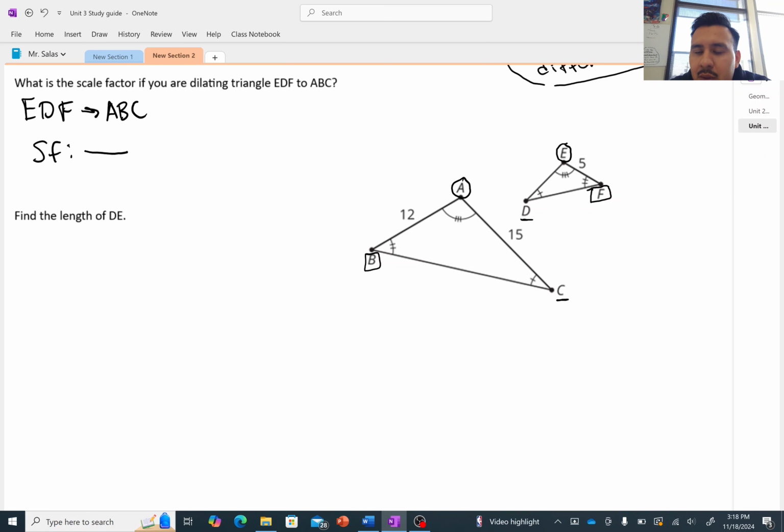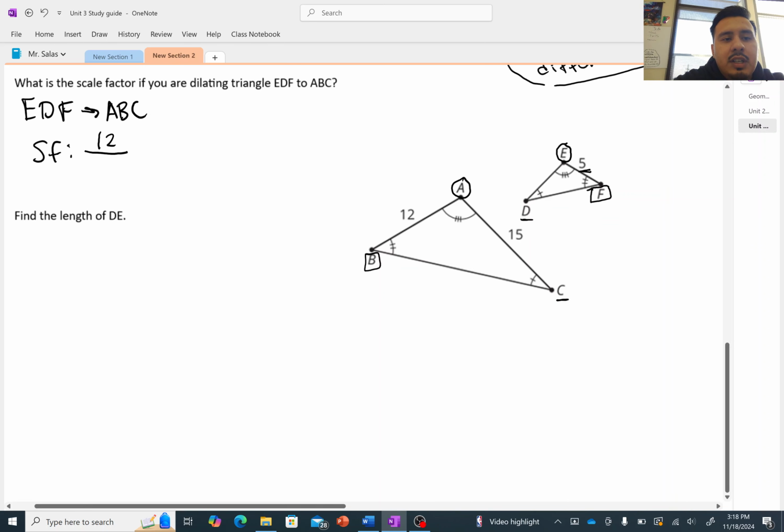I want you to notice how I figured that out. 5 is between the circle and the square. 12 is also between the circle and the square. I did not use 15 because C has a line and F has a square, so they're not going to be corresponding parts. So in this case, I would take 12 divided by 5. That would be my scale factor.